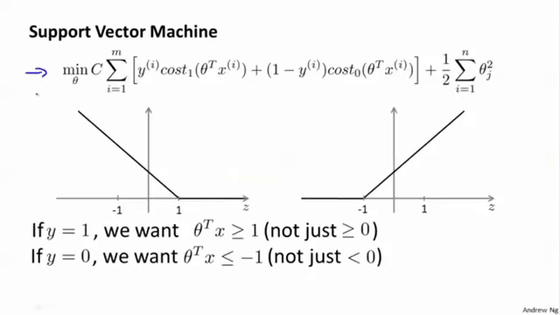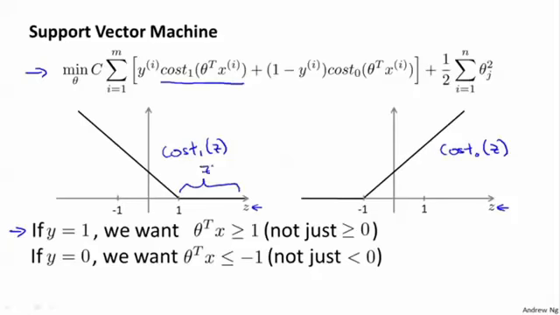Here's my cost function for the support vector machine, where on the left I've plotted my cost1 of z function that I use for positive examples, and on the right I've plotted my cost0 of z function, where I have z on the horizontal axis. Now, let's think about what it takes to make these cost functions small. If you have a positive example, so if y is equal to 1, then cost1 of z is 0 only when z is greater than or equal to 1. So in other words, if you have a positive example, we really want theta transpose x to be greater than or equal to 1.